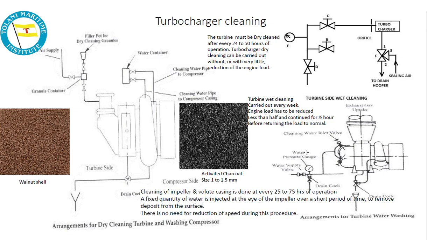Now when we talk about dry washing, carbon granules are injected into the turbine through compressed air. You see here, dry granules are injected from here. This is the compressed air line going there, and this is the granule box. The engine speed is not reduced, as there is no risk of thermal stresses or imbalance in dry washing, which there is in the case of wet washing.